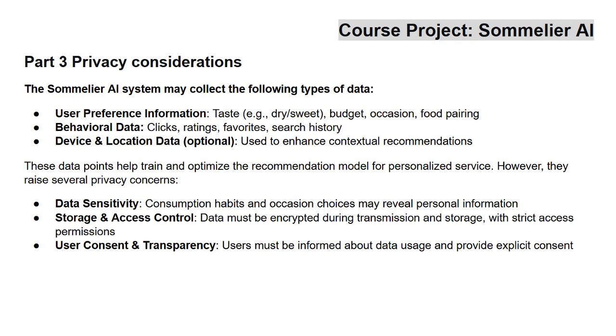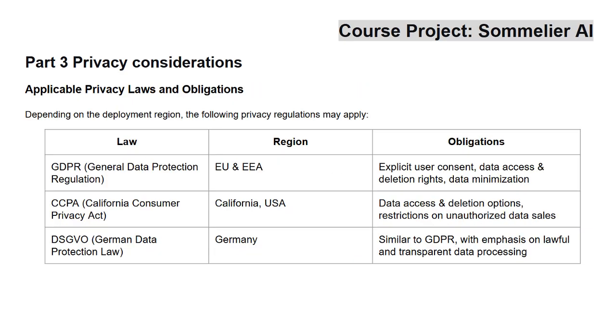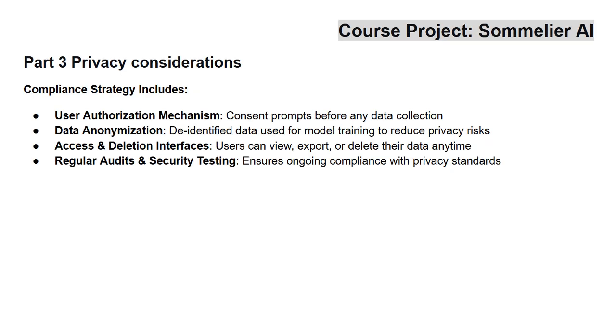For part 3, privacy considerations. The Summary AI system uses data like user preference information, behavior data, and also device and location data. However, they raise several privacy concerns, like data sensitivity, storage and access control, and also user consent and transparency. The privacy laws depend on the region, as this table shows, and the compliance strategy includes things like a user authorization mechanism and data anonymization.